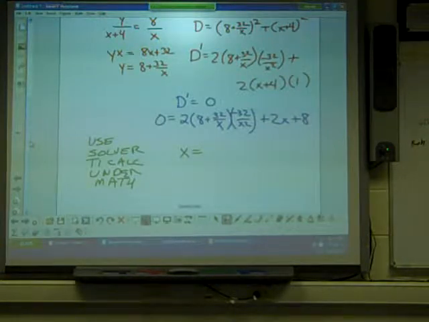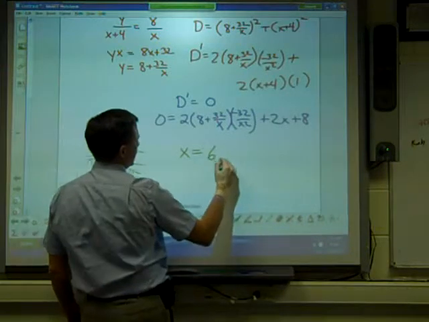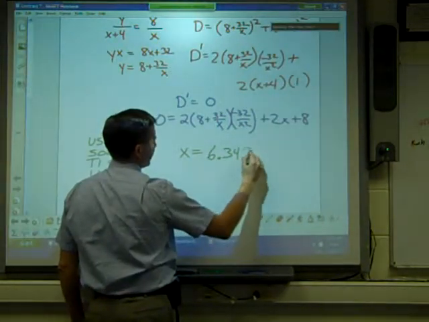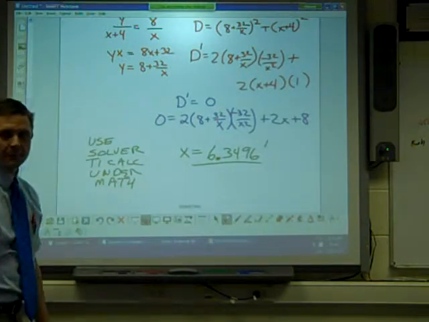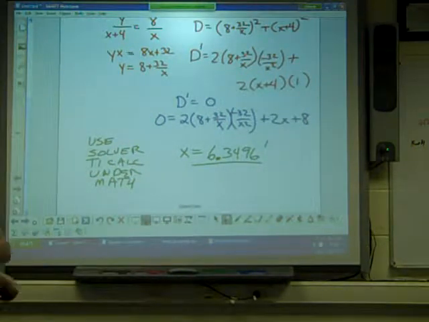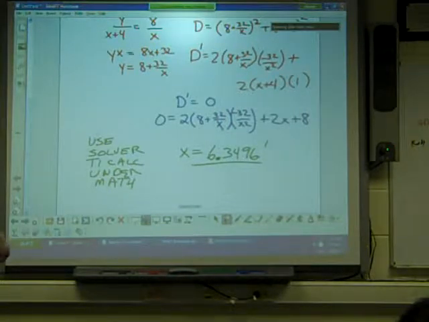All right, 6.3496. 6.3496, I'll buy that, especially since your calculator told you that, and that's from Solver. It'd be really hard to solve this without a calculator doing the work for you. It's going to end up being a fourth order equation.